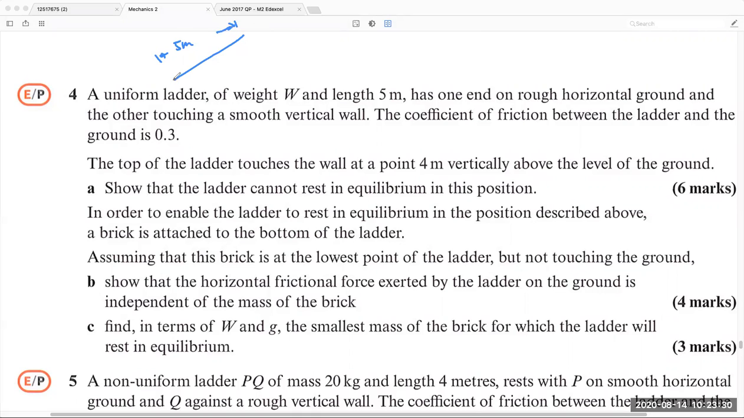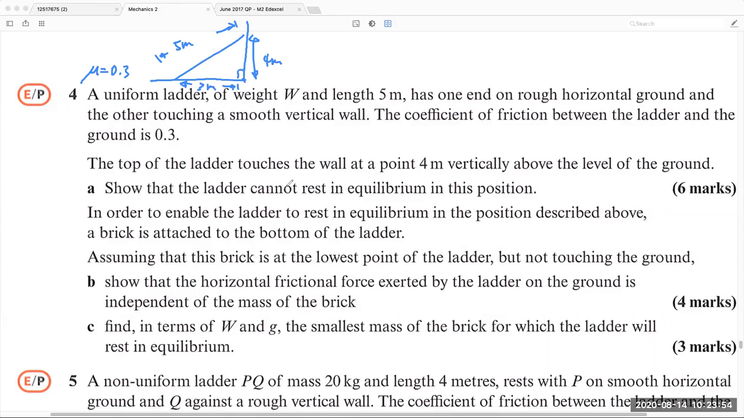A 5 meter ladder, okay. One end on a rough ground, and another one is on a smooth wall, okay? And then the coefficient of friction is 0.3. The top of the ladder touches the wall at the point 4 meter. Right now, here is 4 meter, okay? This one is 3 meter by Pythagoras theorem. It cannot rest in equilibrium in this position.